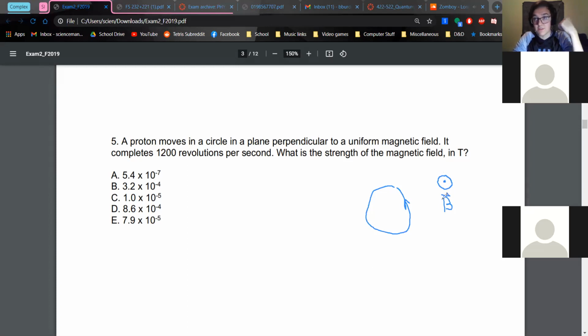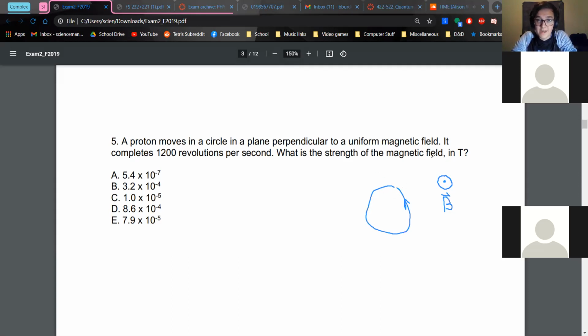They don't say specifically how the B field is oriented. They just say the circle is in a perpendicular plane. So you could rotate this and play around with it however you want. It just matters that this circle lies perpendicular to the B field. That's what's important. Okay. So we have this, right?